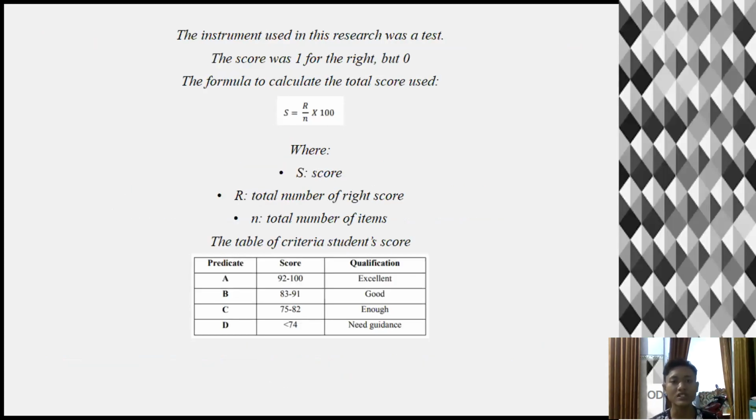The instrument used in this research was a test. The scoring: the score was 1 for a right answer, but 0 for a wrong answer. You can see the formula like this, and there is also a table of criteria for student scores here. All right, next.